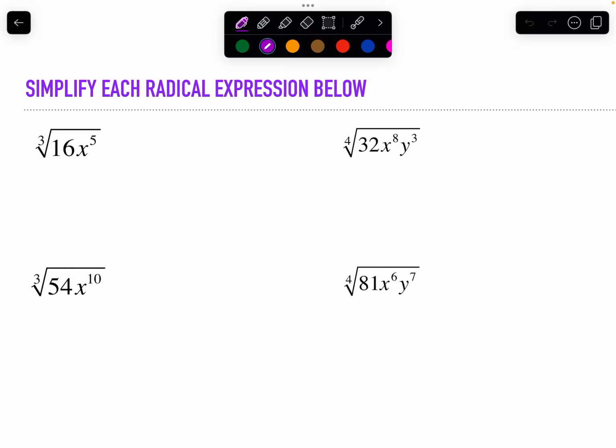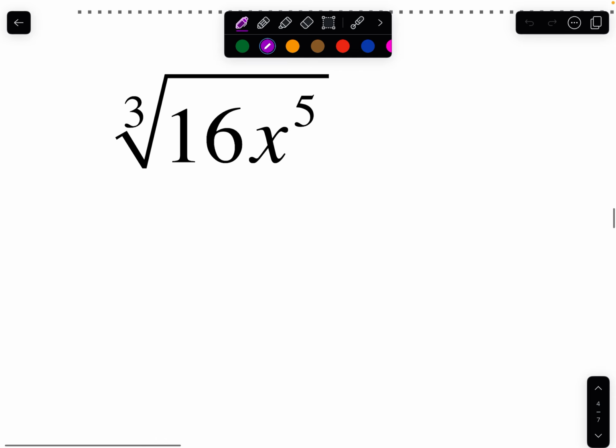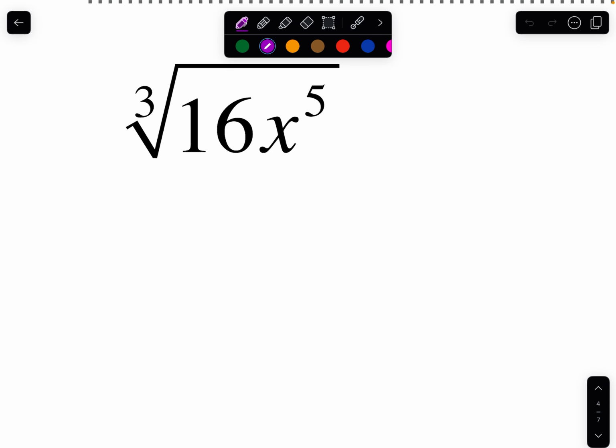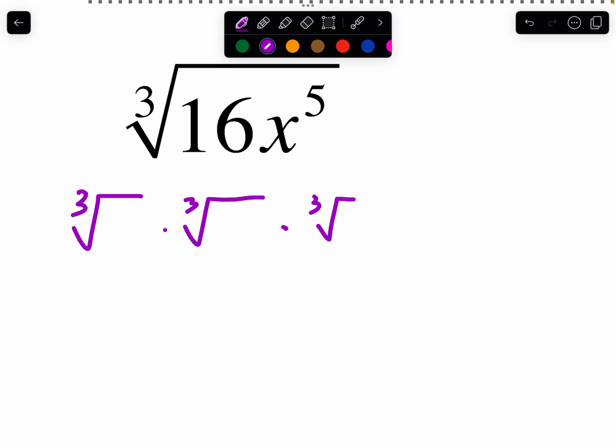So let's first take a look at the cubed root of 16x to the fifth. We've been asked to simplify this radical expression. Well, 16 itself is not a perfect cube, and neither is x to the fifth. So the idea is to split both of those up so we can simplify as much as possible. So we're going to split the cubed root of 16 into two factors, and we're going to split up this x to the fifth in a way that will help us to simplify as well. But let's focus on the 16 first.